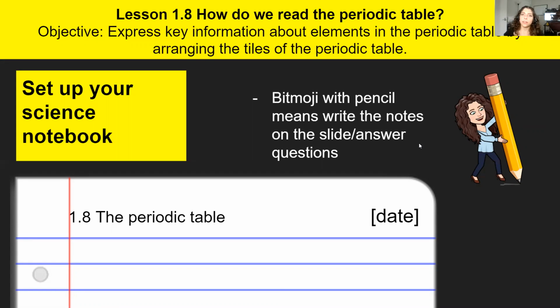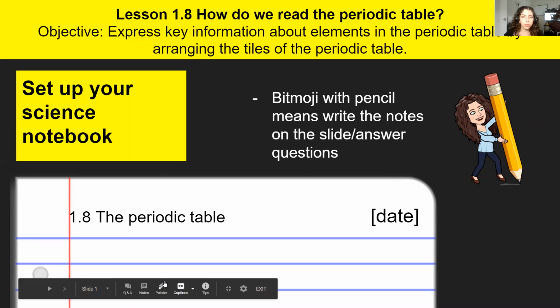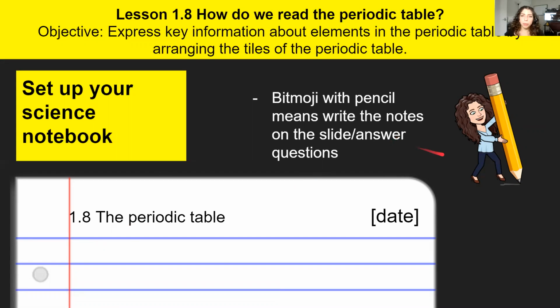We are going to figure out how to read the periodic table. Take this time to copy down this into your notes. You're going to do 1.8, the periodic table. Remember, Bitmoji with pencil means that you are writing the notes on the slide or answering the questions.